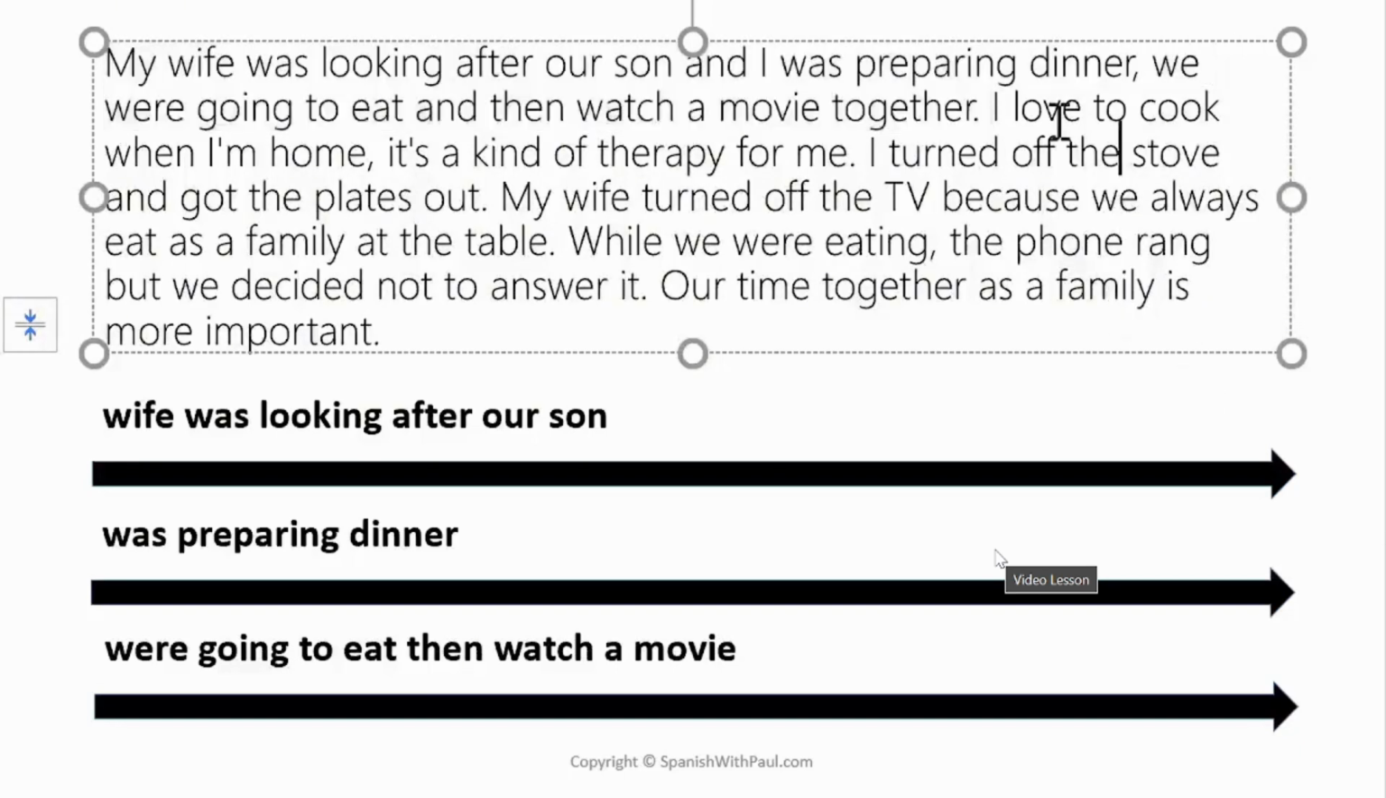In the next phrase, we have modal verb structure. So I love to cook when I'm at home. And then this piece, it's a kind of therapy for me. After that, we finally get into some simple past, some actions. So I turned off the stove. That's done. And then I got the plates out. That again is a completed action.